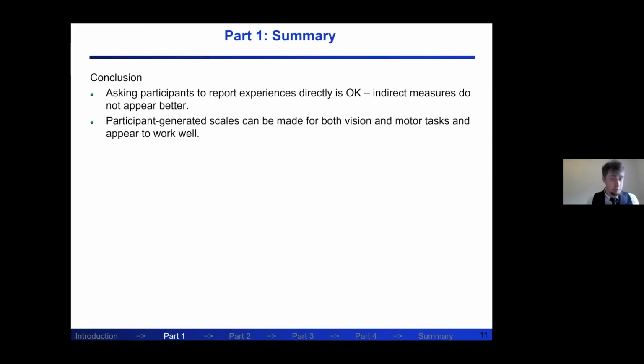So, summing up the first part of the talk here, in our view, it's okay to use subjective measures, to ask participants directly, because when we do compare them to the objective alternatives that are present, they definitely do not seem to perform worse. And these participant-generated scales also perform okay, and we can make them both for vision and motor tasks, and of course in the future they can be made for all kinds of other tasks.